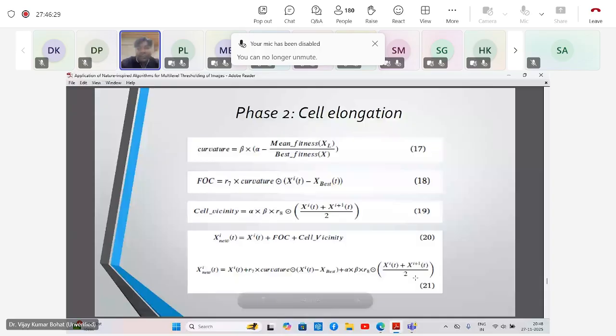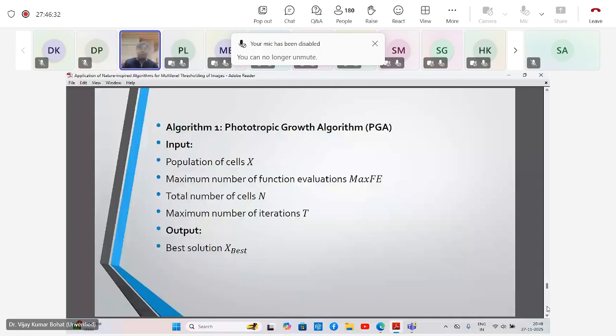Okay. So we can summarize this algorithm, the phototropic growth algorithm. First we generate population of cells X. We calculate the maximum number of function evaluations, max FE, or we can say maximum number of iterations we decide. Then total number of cells equals N, maximum number of iterations T. And then our output is best solution X best. This is our input. Population we require, the stopping criteria, maximum number of iterations, maximum function evaluations we require, total number of cells, how much population size we require.